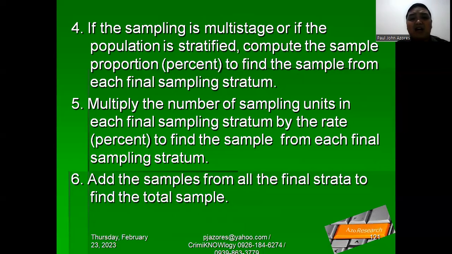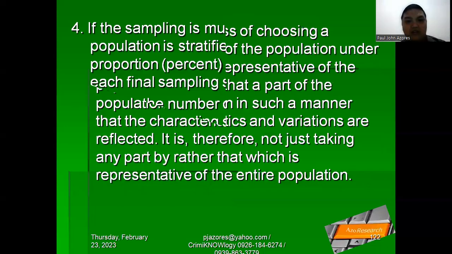Kasi nga iba-iba ang population o number ng per stratum. Kunwari, iba-iba ang number ng pulis kada region, syempre hindi lang pwedeng pare-pareho ang number na kukunin mo. So get the percentage para makuha mo din yung tamang sample kada region o kada stratum o strata. Add the sample from all the final strata to find the total sample out of the population.